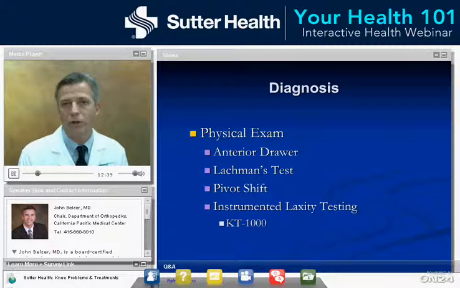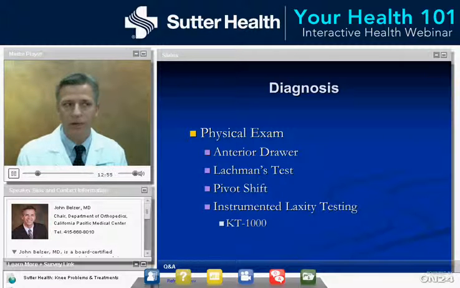So the anterior drawer is when the physician bends the patient's knee to about 90 degrees and will simply pull the tibia forward to see if it translates underneath the femur. An abnormal amount of translation when compared to the other knee is the suggestion that the ACL is torn.